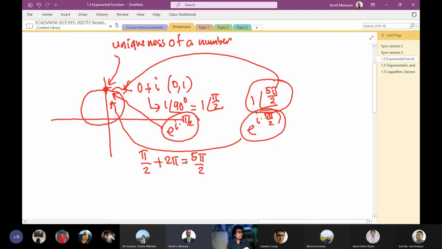So that means your complex number is unique only when you write it in rectangular form. But it becomes ambiguous when you write it in polar or in exponential form, because there is more than one way to represent the same number. Okay? Is that clear?